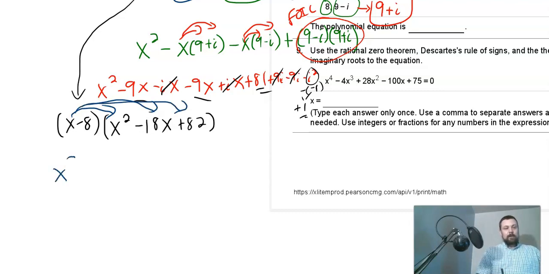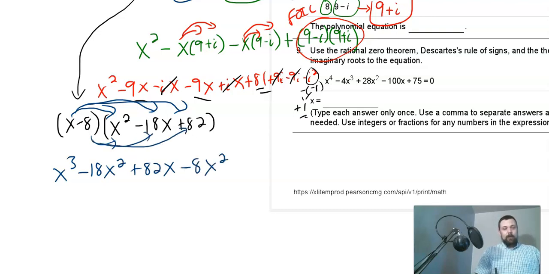So we'll get x to the third power minus 18x squared plus 82x. And then we'll distribute the negative 8 here. I'm going to have to use my calculator for some of these. So we get negative 8x squared. 8 times 18 is 144. It'll be positive because it's negative times a negative. And then negative 8 times 82 will be negative. 8 times 82, 656. And it'll be negative, right? Because negative times a positive.